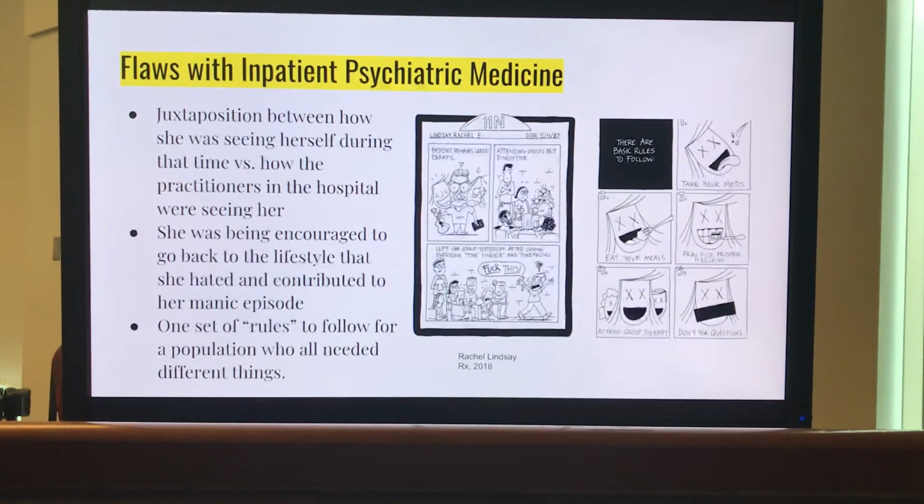And finally, she shows flaws with inpatient psychiatric medicine through a juxtaposition between how she was seeing herself during that time versus how the practitioners in the hospital were seeing her. She was being encouraged to go back to a lifestyle that she hated and that contributed to her manic episode in the first place. And also it shows that there was one set of rules that all of the patients were expected to follow to be seen as sane, but the mental health population all needs different things, and there is no one set of rules in reality.